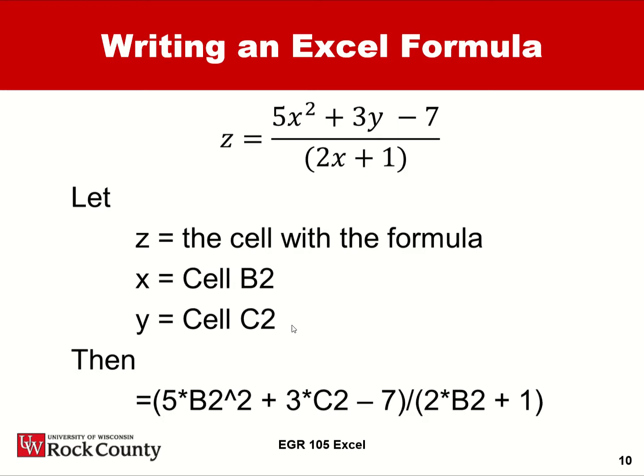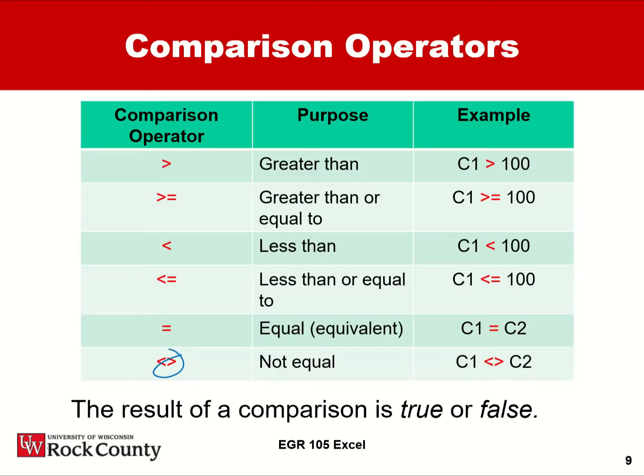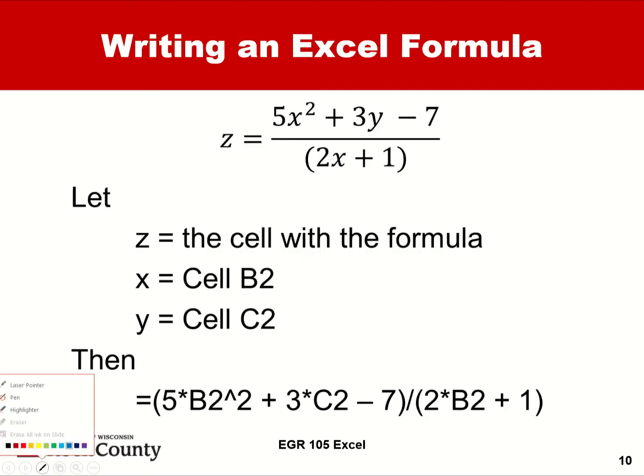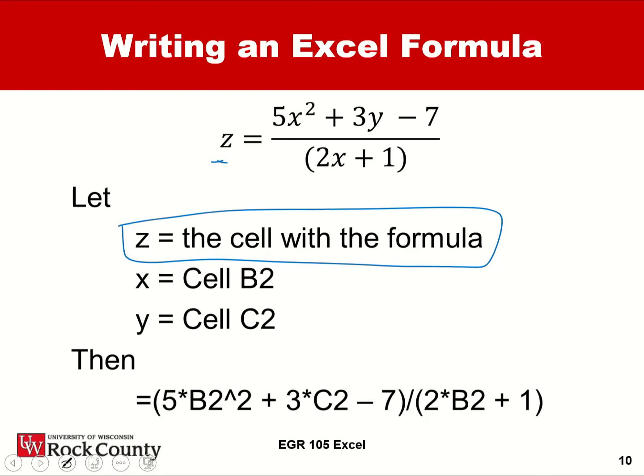Okay, now let's take a look at an example writing an actual formula. Here in this case we have some variable z that we want to find the answer for. Let's go forward here. That we're looking the answer for, and then we've got our variable x and y. And what we're going to use in the Excel formula is to let z equal the cell with the formula in it, and then we will have cell b2 be x and cell c2 be equal to y. And then we could write this whole formula out.